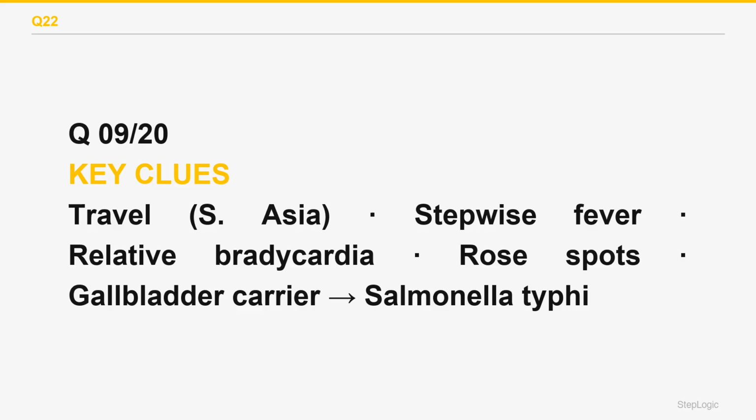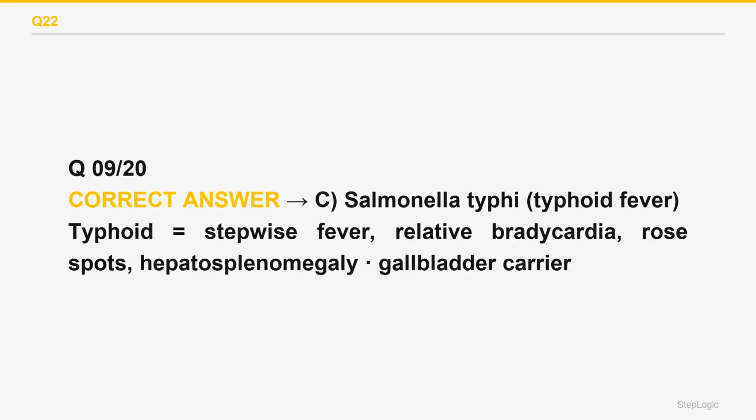The classic presentation is a gradually rising, stepwise fever over the first week, relative bradycardia, a slower pulse than expected for the fever, Faget sign, abdominal pain with constipation early that may progress to pea soup diarrhea, hepatosplenomegaly, and the characteristic salmon-colored rose spots on the trunk. The correct answer is C.